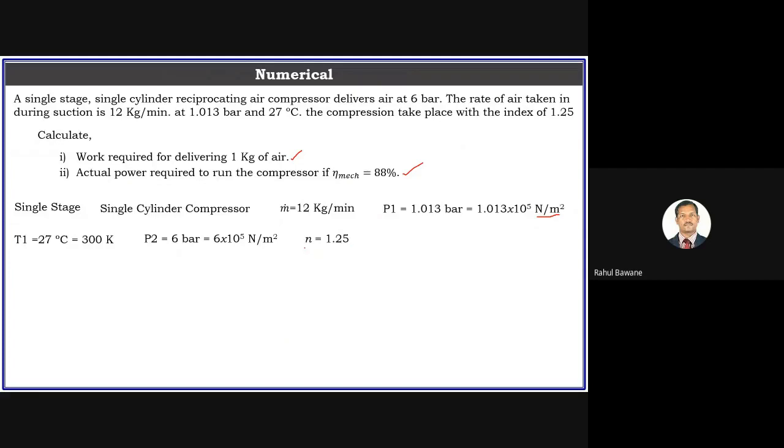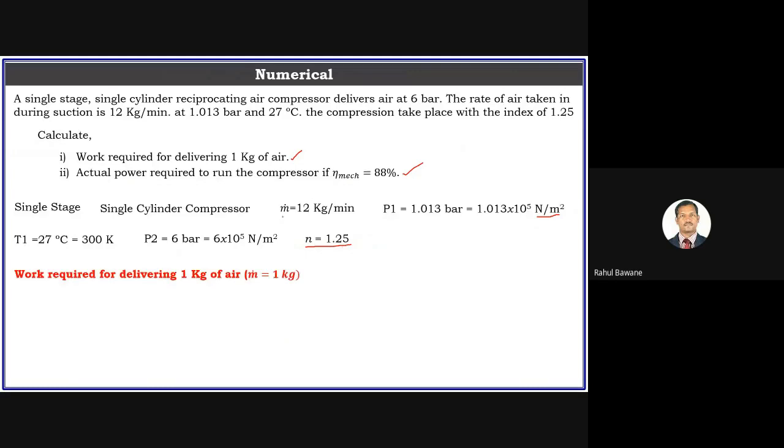The compression index is given as 1.25. As I said, if the compression index is 1, then it is an isothermal process. If it is 1.4, then it is an isentropic process. But in between 1 and 1.4, it is a polytropic process. So we come to know that it is compression by polytropic work.